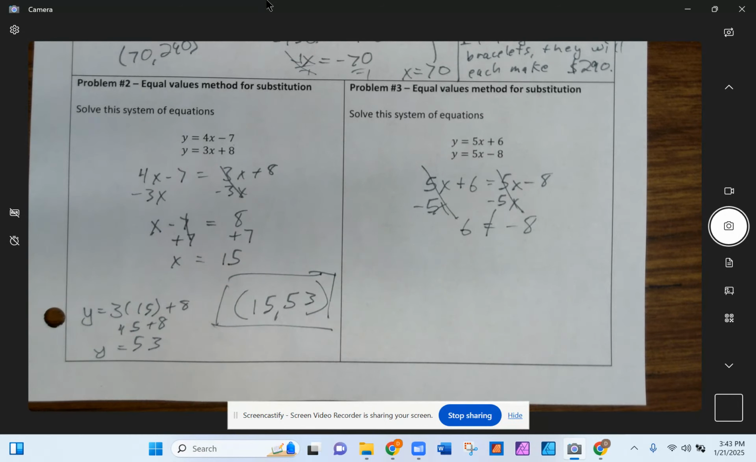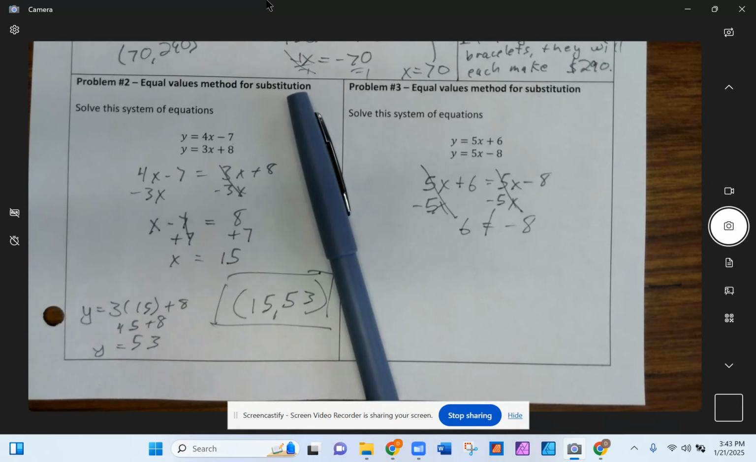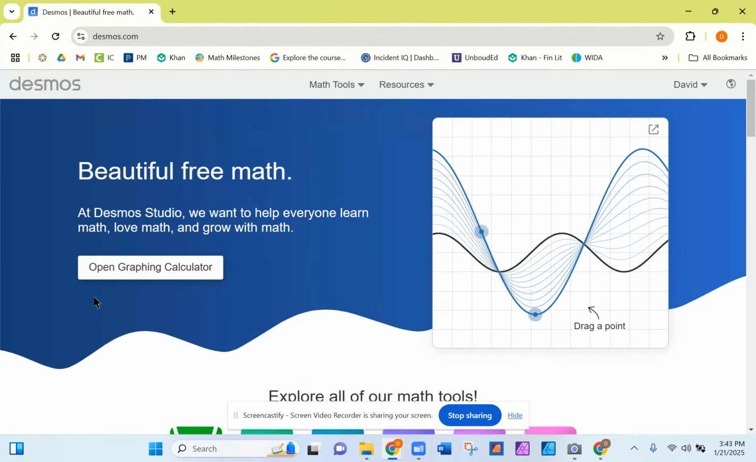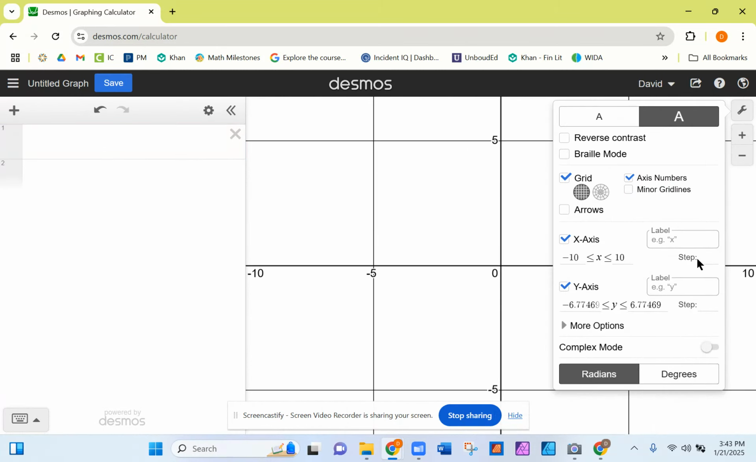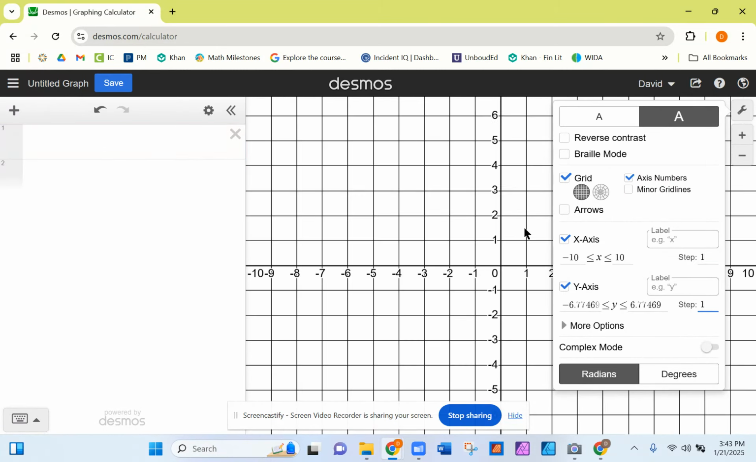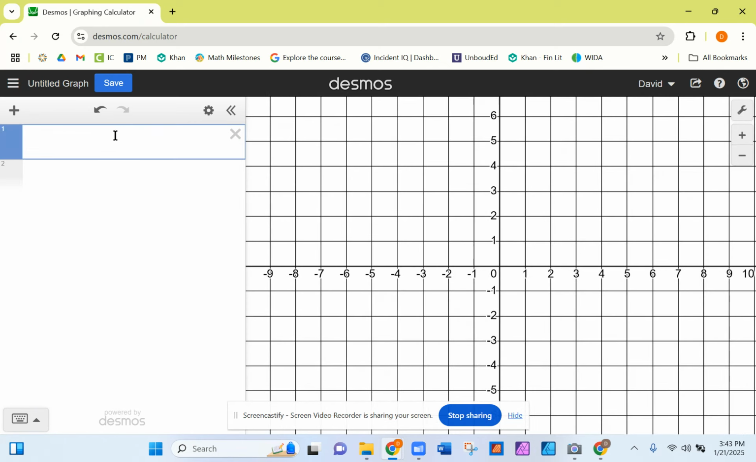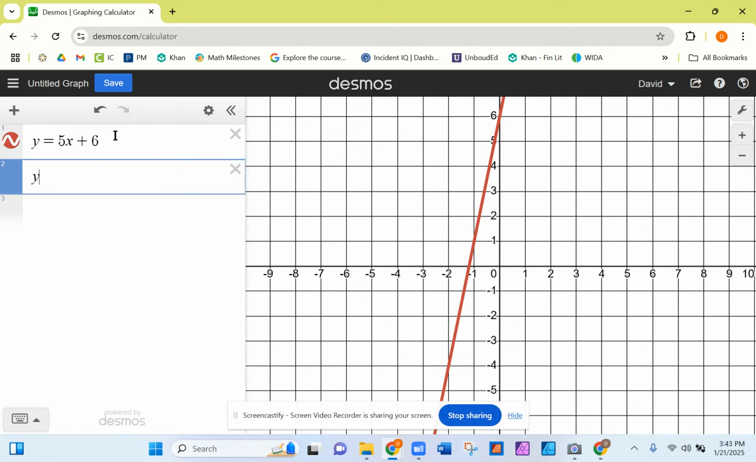No, you haven't, right? The idea here is that, let me get Desmos up so I can show you what this looks like on a graph. Because you can graph all of these problems to figure out solutions. But if I don't give you a graph, then it's harder, right? And so I'm going to put my equations in here. It's going to be y equals 5x plus 6. And I got y equals 5x minus 8.